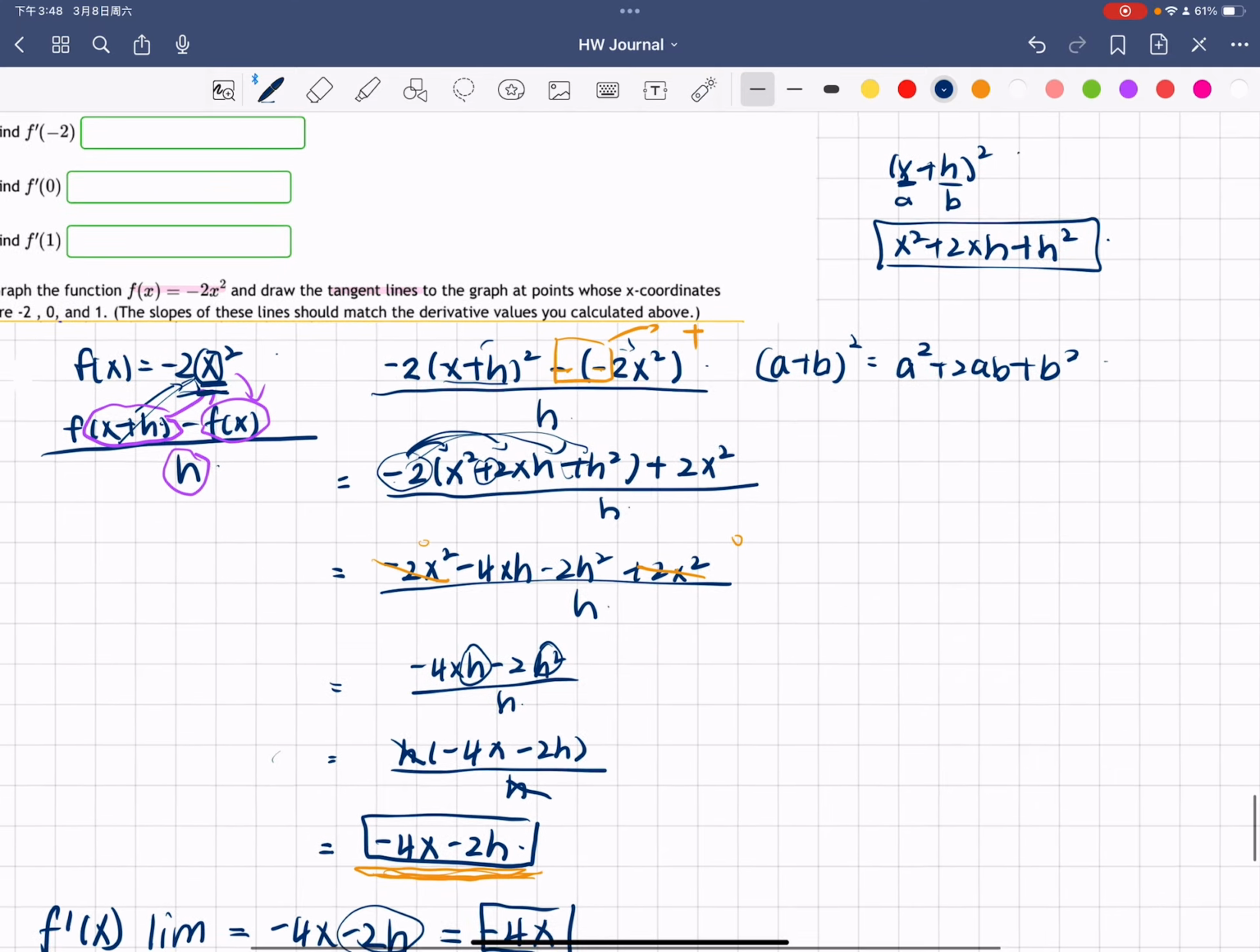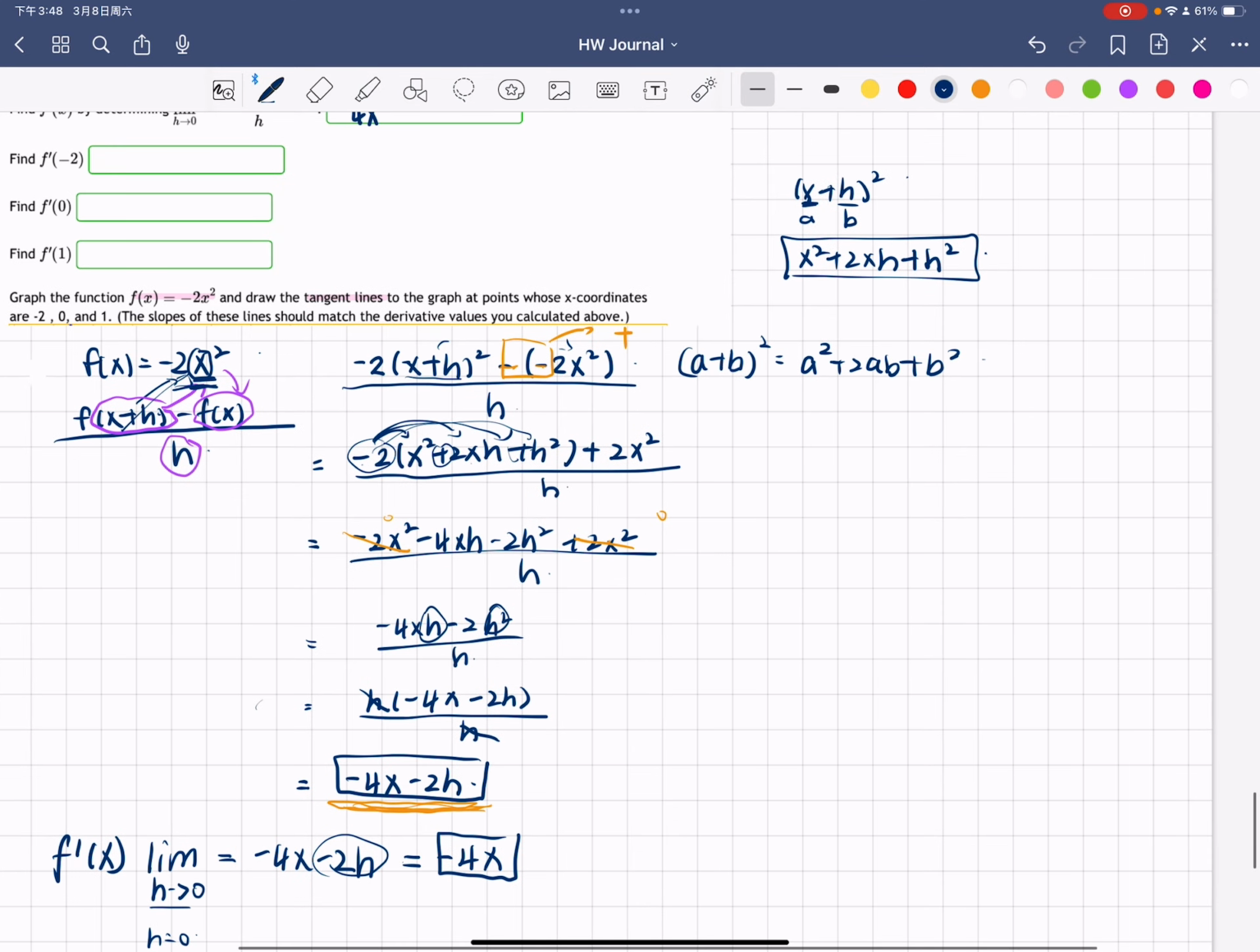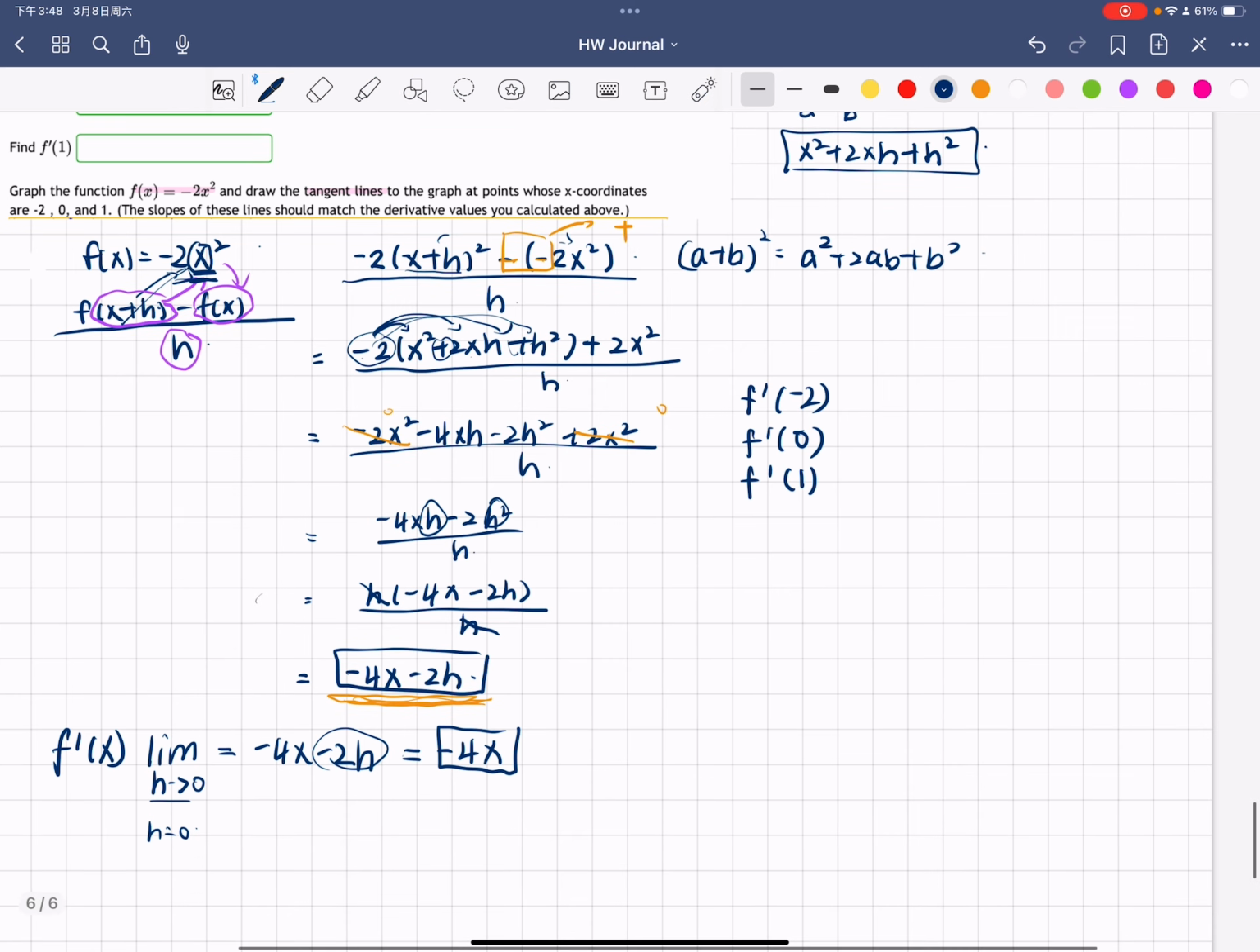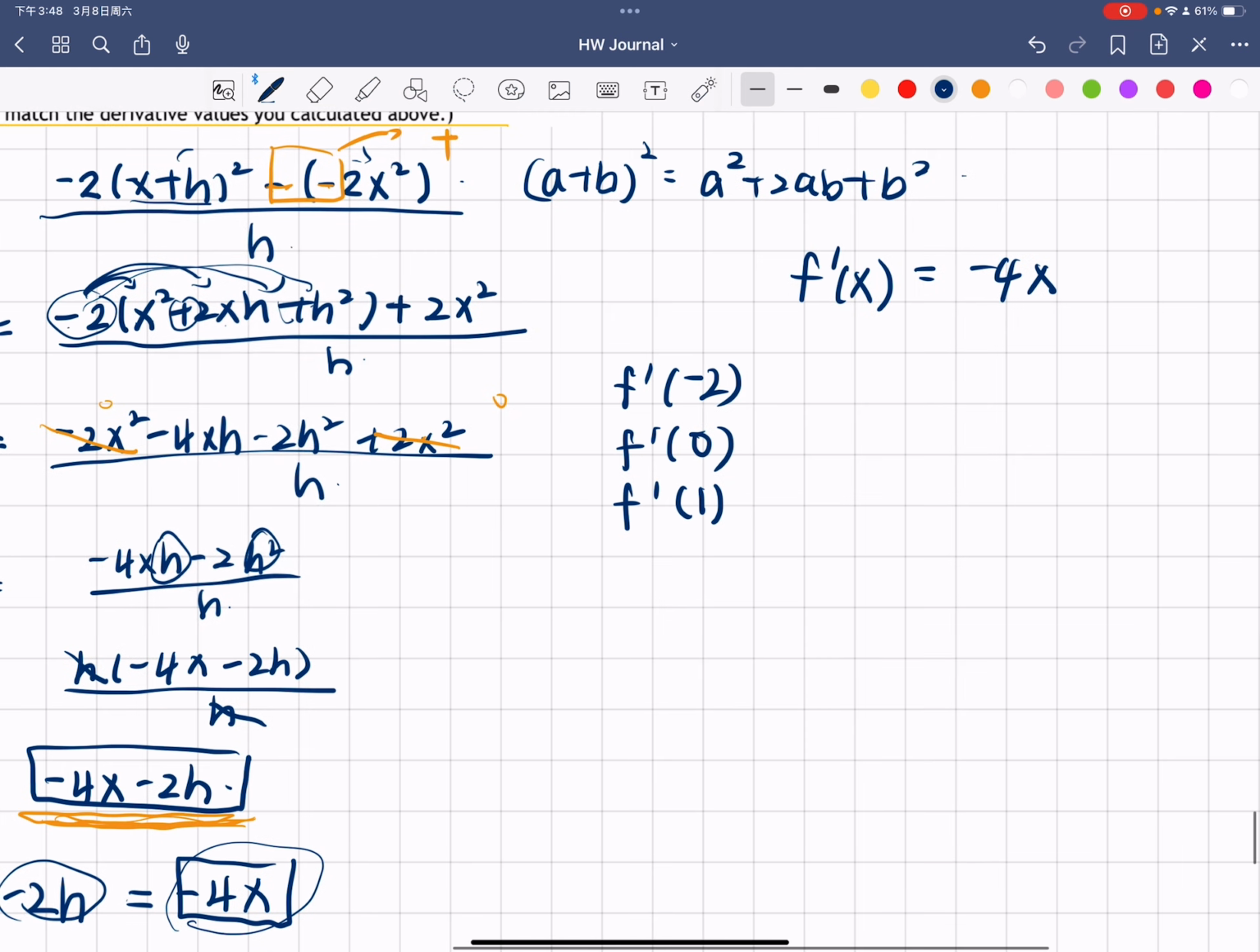Next, we're going to find f prime of negative 2, f prime of 0, and f prime of 1. As we knew, we had our new function right here, the derivative f prime of x equals negative 4x. So we're simply substituting the x values into the function.